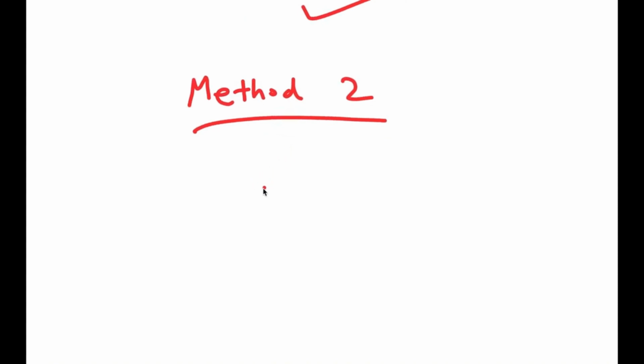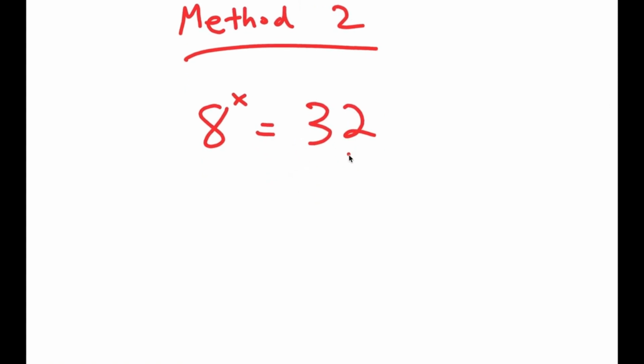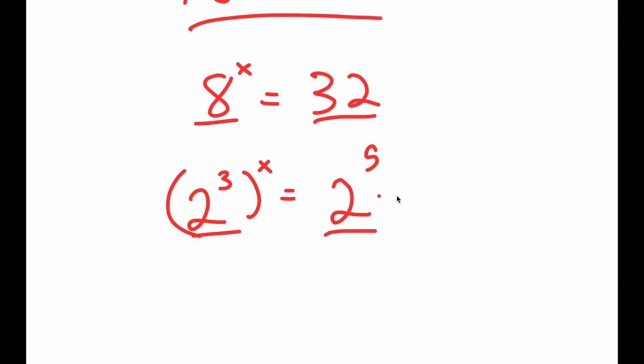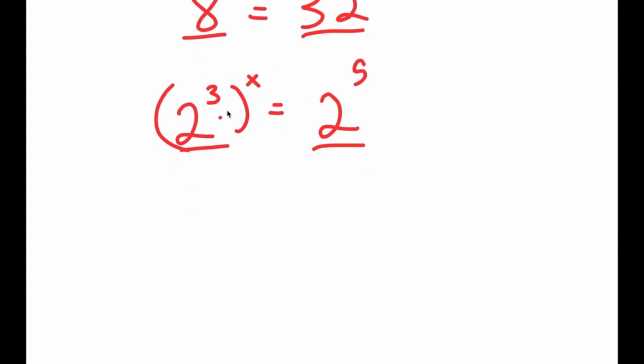Now, I also have a second method of solving this problem. So for the second method, we have the same equation, a to the power of x is equal to 32, and this is a simpler method. So for this method, I'm actually just going to start by rewriting these two numbers. So 8, I'm going to rewrite as 2 to the power of 3, and 32, I'm going to rewrite as 2 to the power of 5. So I'm rewriting both of these as the same bases, which now makes them much easier to solve.